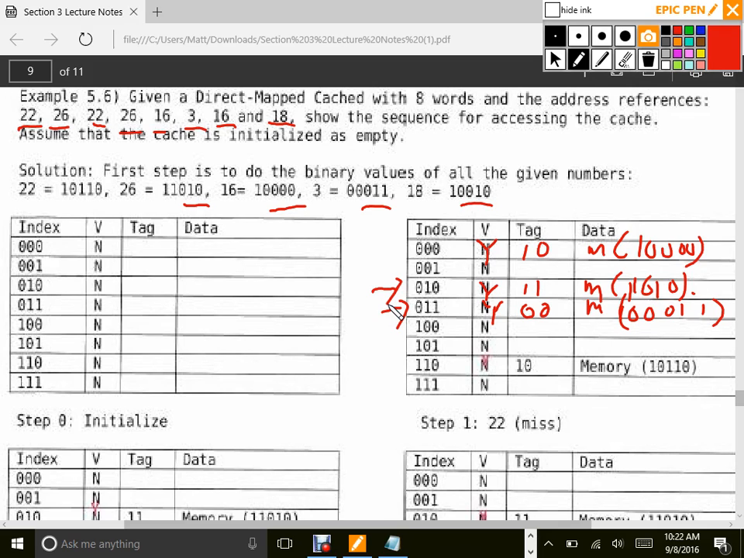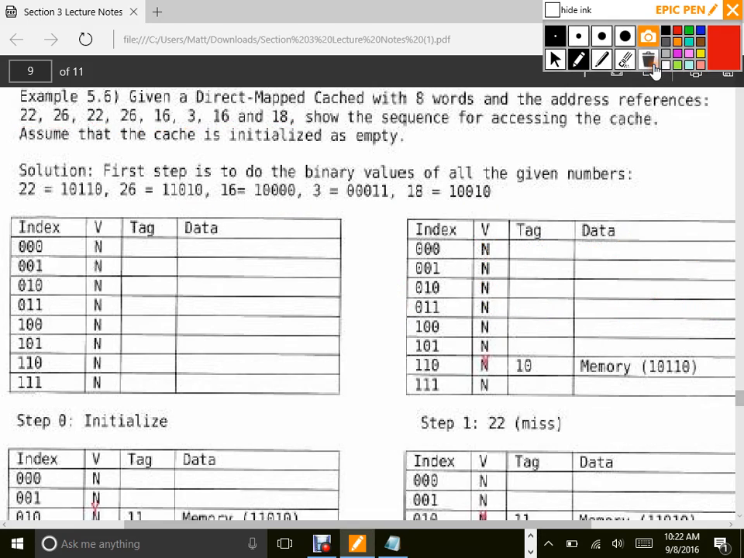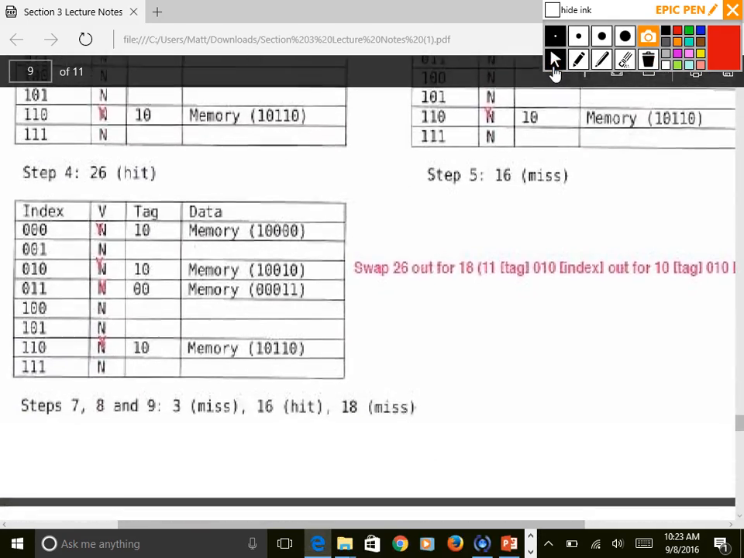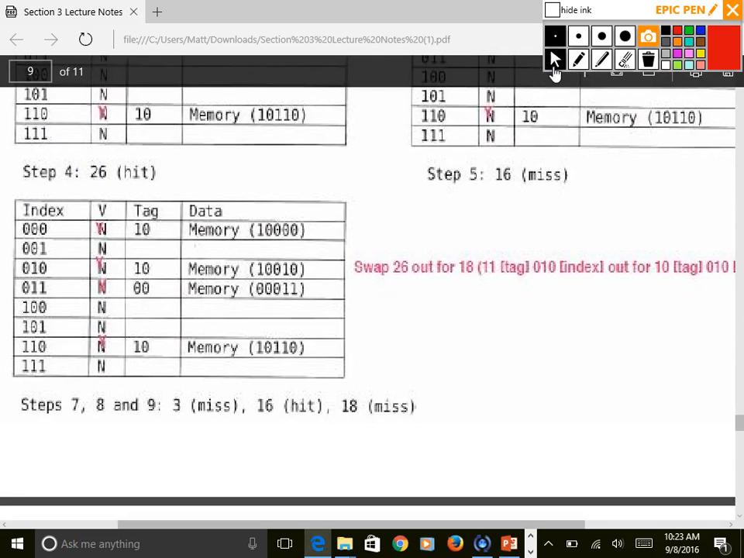Swap. Very good. So now we would make this 10. And instead of 11, it becomes 10. So if we go down to the end, we will see that that's how we ended up. So all of these little marks here, that's yes, yes, yes, and yes. So we just swap out 26 for 18, and that's the final solution.